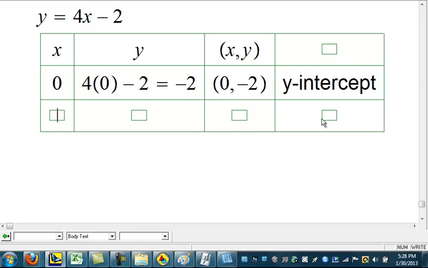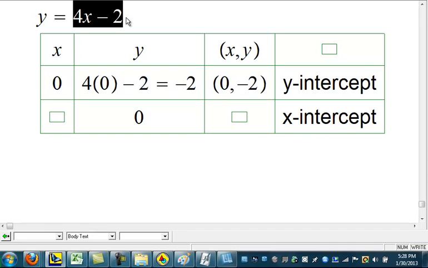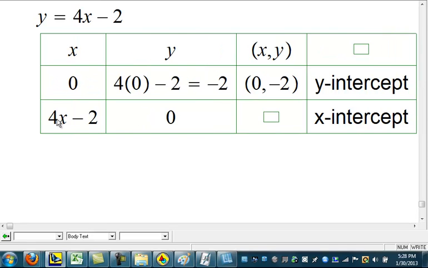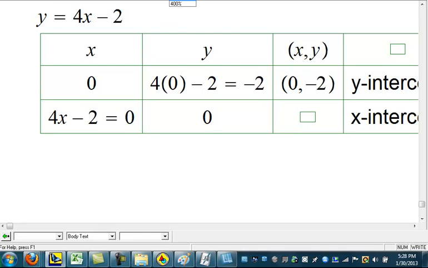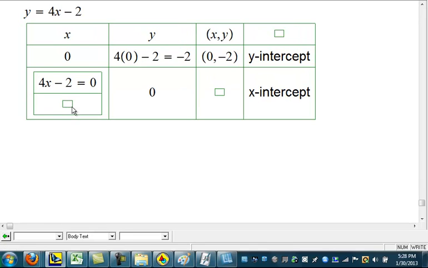Everybody clear? And if I want to obtain the x-intercept, what happens at the x-intercept? The y value is what? 0. Everybody clear? So y value is 0. So for the x value, I have to solve for this, right? Everybody fine on this? So solve for this. How do I solve for x? Quickly add 2 to both sides, right?